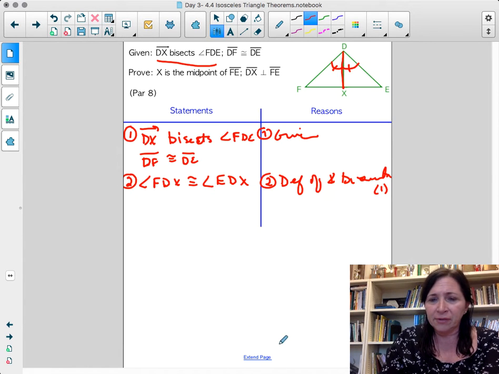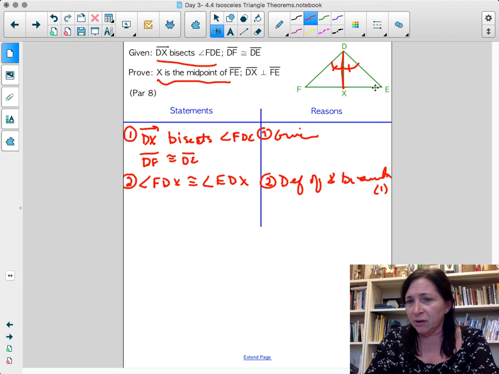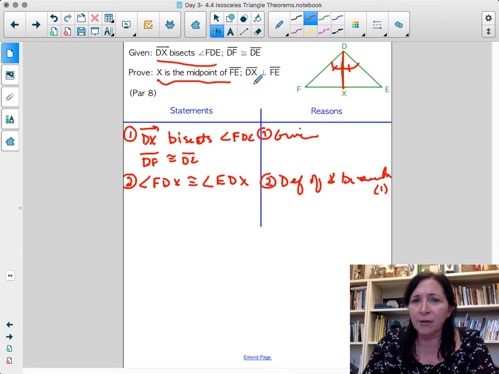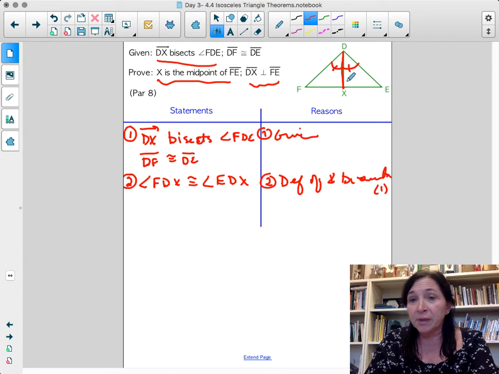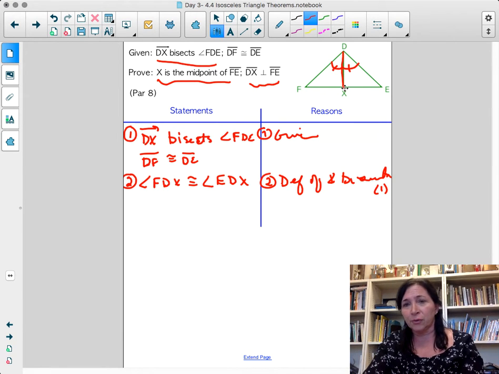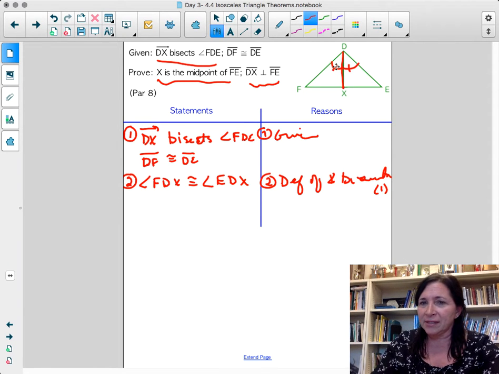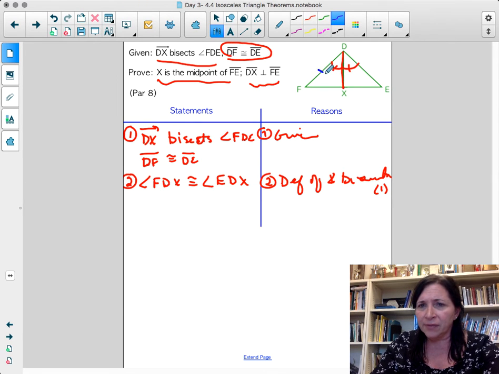The line of references. Okay, so what are we trying to prove? We're trying to prove that X is the midpoint. Well, I need to prove then that this line segment is congruent to that line segment. I also need to prove that DX is perpendicular to FE. Well, I can do that if the angles are congruent, because if they're adjacent and congruent, then they are perpendicular. So right now we just have this angle congruent to this angle. In the given, they also told me that DF, this segment here, is congruent to this segment here.